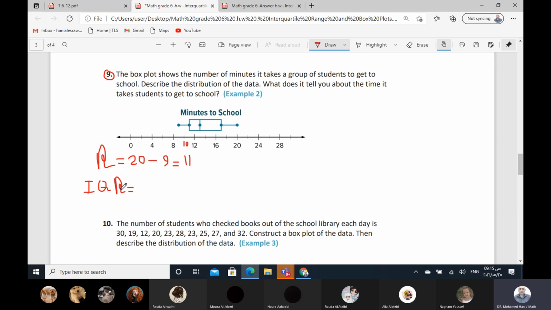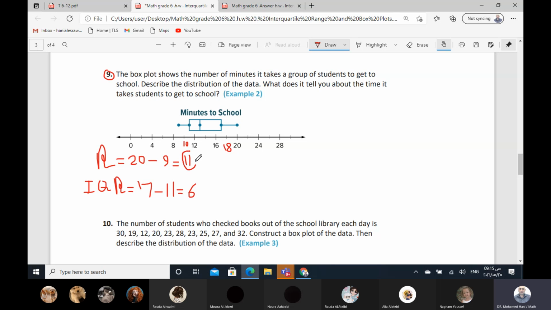And the interquartile range, the middle half here between the box plot. What is the third quartile? As you see, the third quartile is about 17, minus the first quartile, between 10 and 12, about 11. Now 17 minus 11 will be 6.